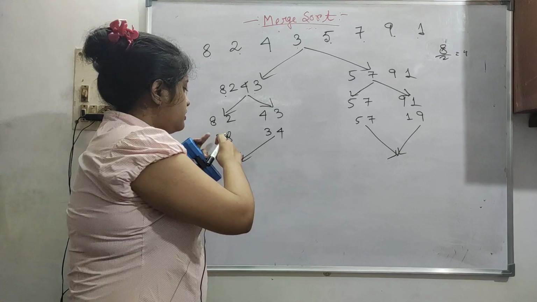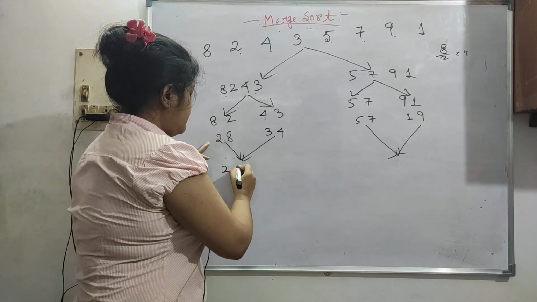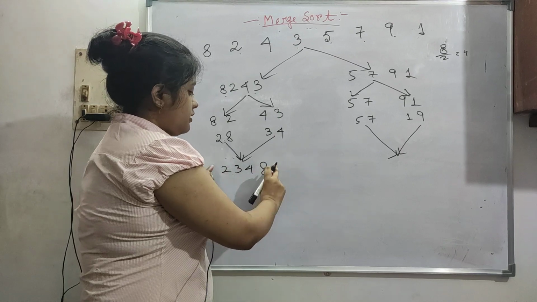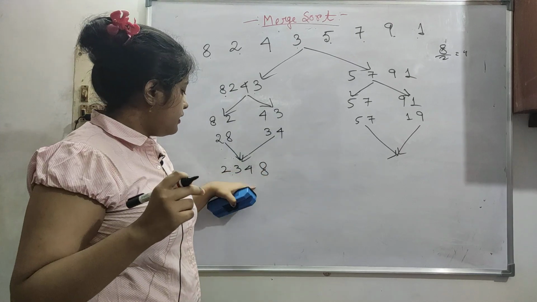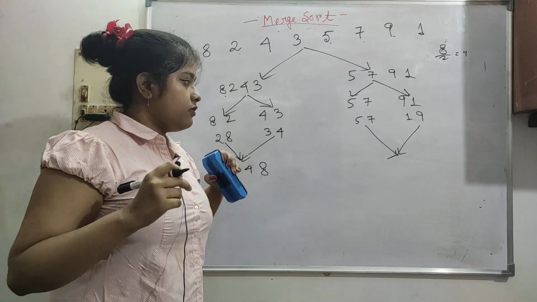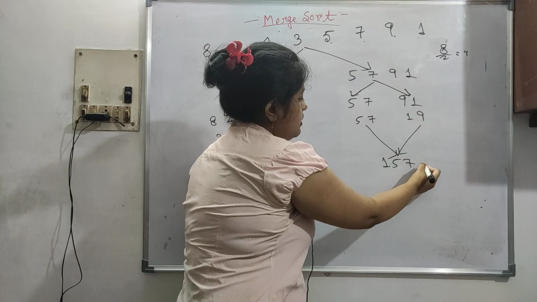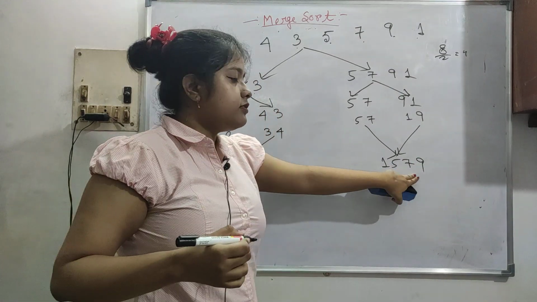Now you can sort these two. So 2, then 3, then 4, then 8. Now this sub array is in correct order, meaning ascending, sorted order. And now this 1 5 7 and 9. So again this is also sorted.